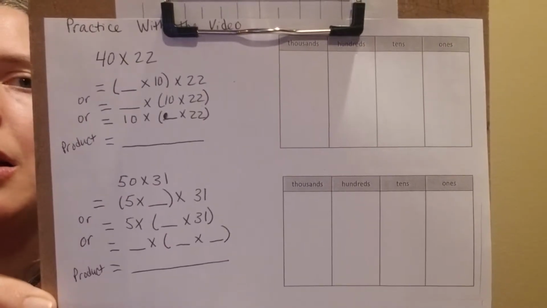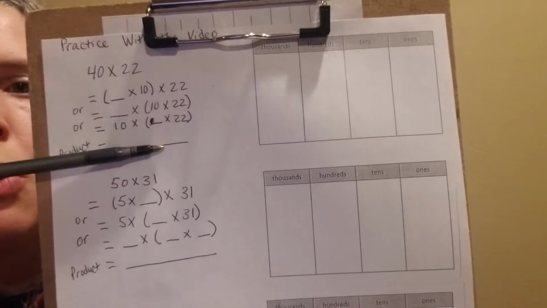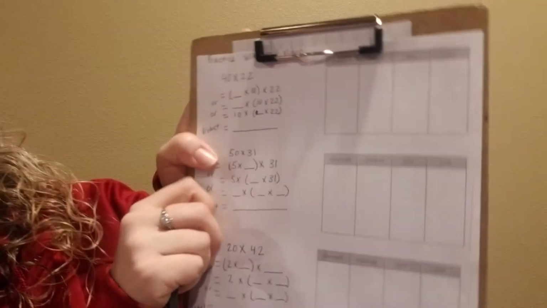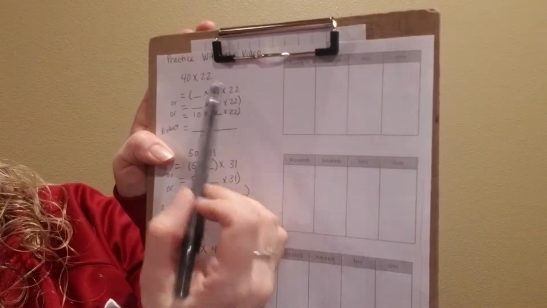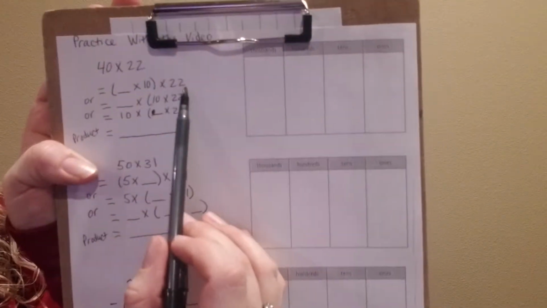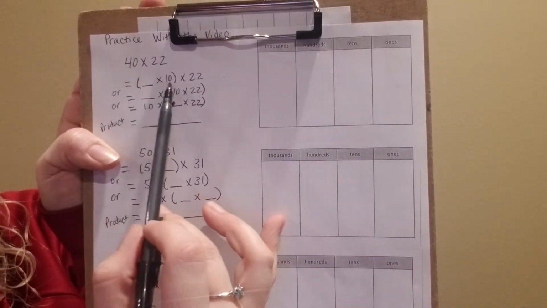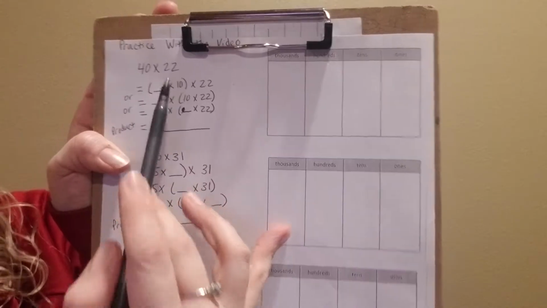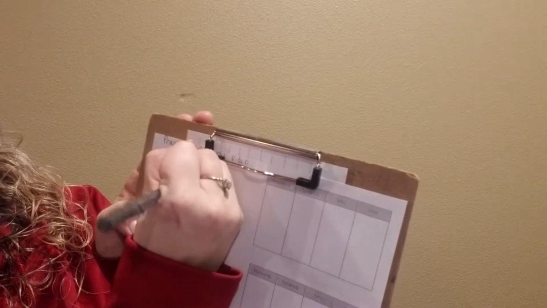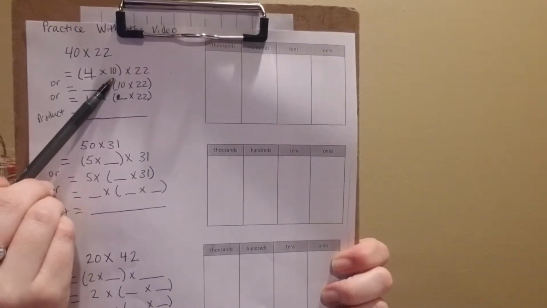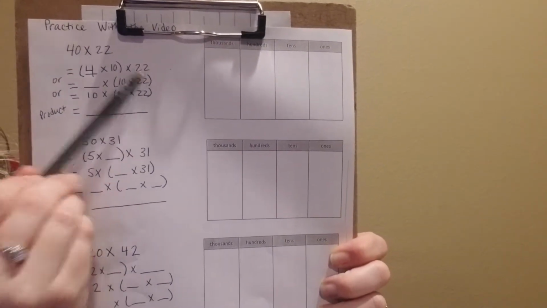All right, so the first thing we're going to do is just look at all the different ways that we can solve this problem. Okay, now this is not part of solving it. I'm just showing you that there are different ways that you can do it. All right, so 40 times 22. Well, here's our 22. What can we do with 40? We can break it apart and make it what times 10? 4. So you can write that down. I can do 4 times 10 and then times 22. That's the same as 40 times 22.